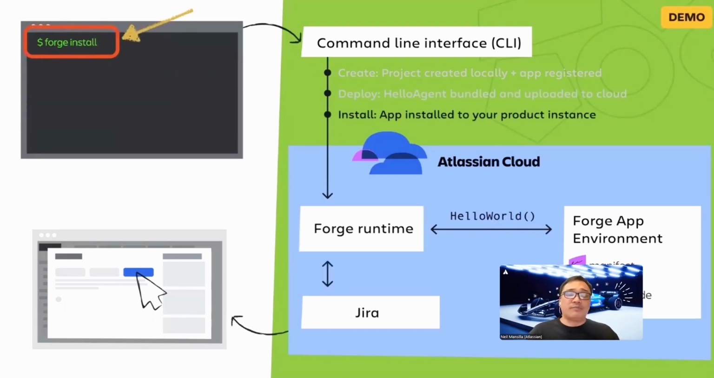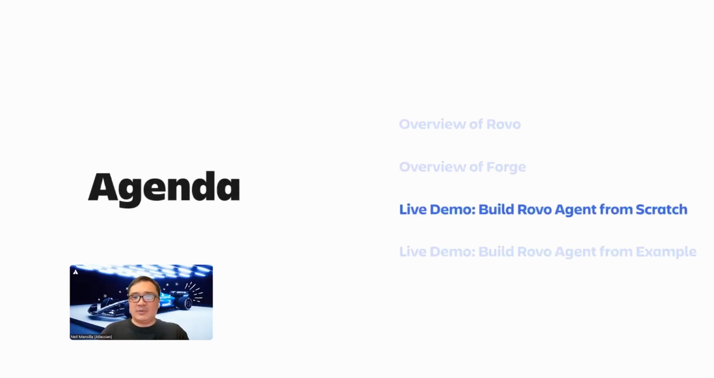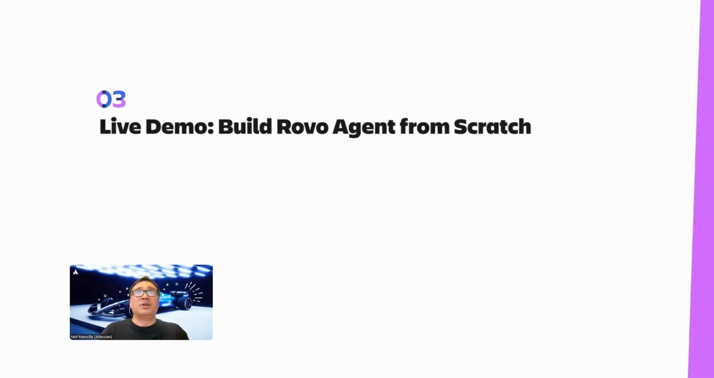command Forge install. So again, Forge create, Forge deploy, now Forge install. And this is going to prompt us for the name of our instance, which would be our test instance, our personal one. And then it's really just that easy to create an app from scratch, deploy it to the cloud, install it. So I'm going to hop into a live demo right now.